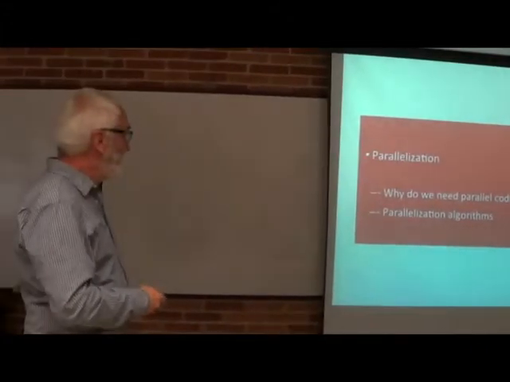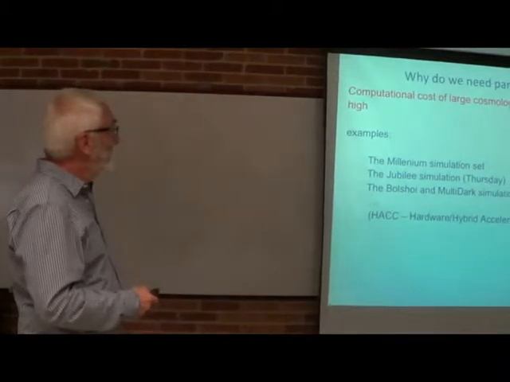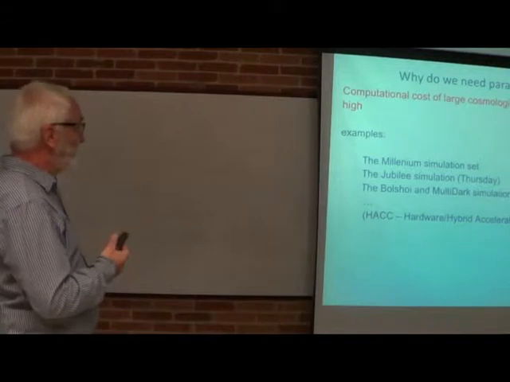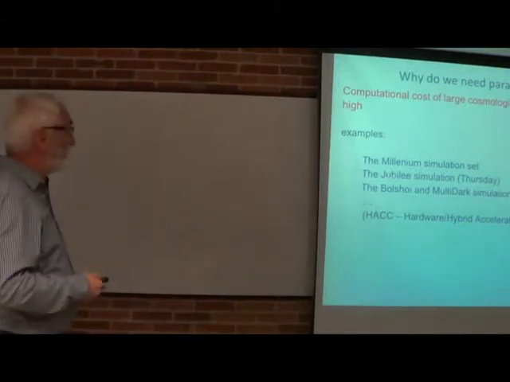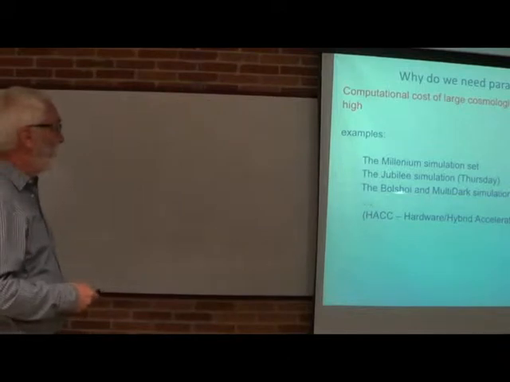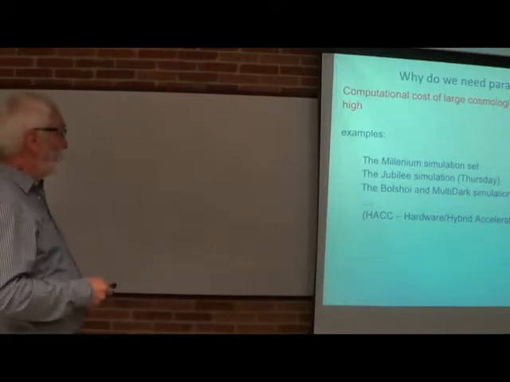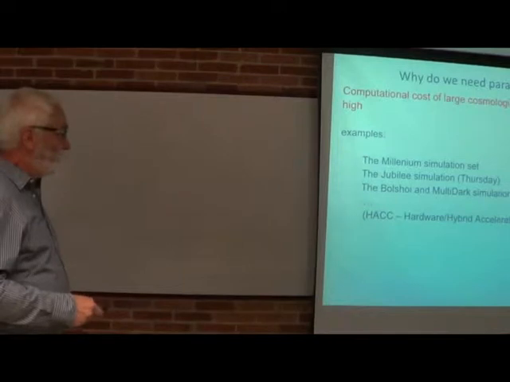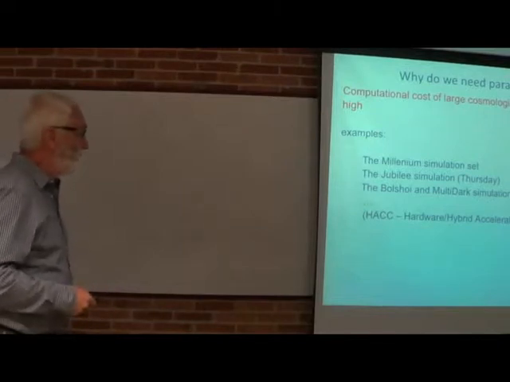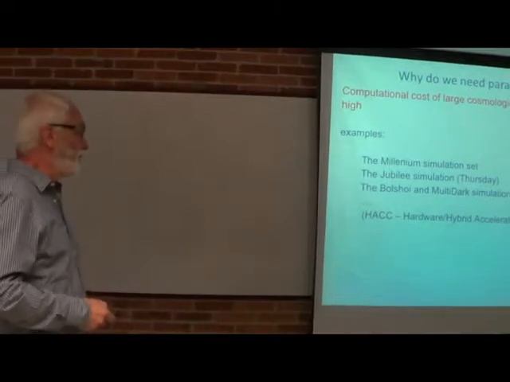So why do we need parallel codes? The computational cost of large cosmological simulations is very high. Large cosmological simulations are, for example, the Millennium Run, Jubilee or Bolshoi, and multi-dark simulations. And the last one is this one, using the ACC, the hybrid acceleration cosmology code.